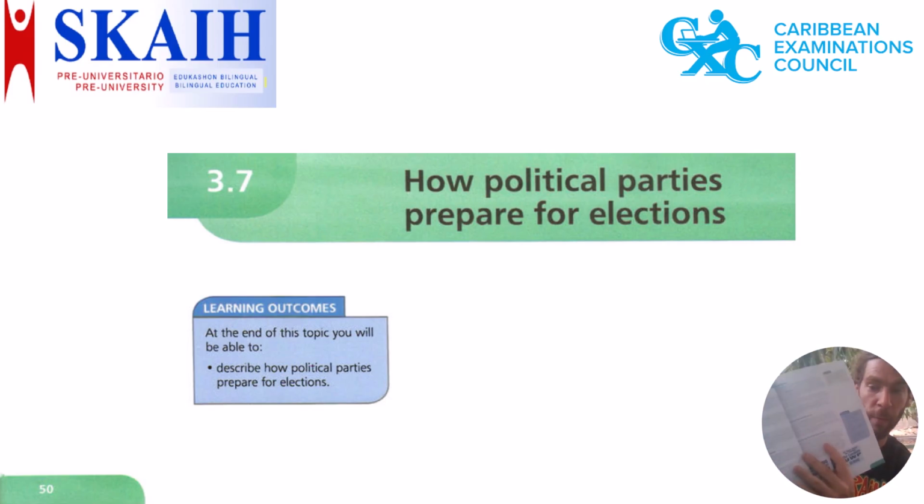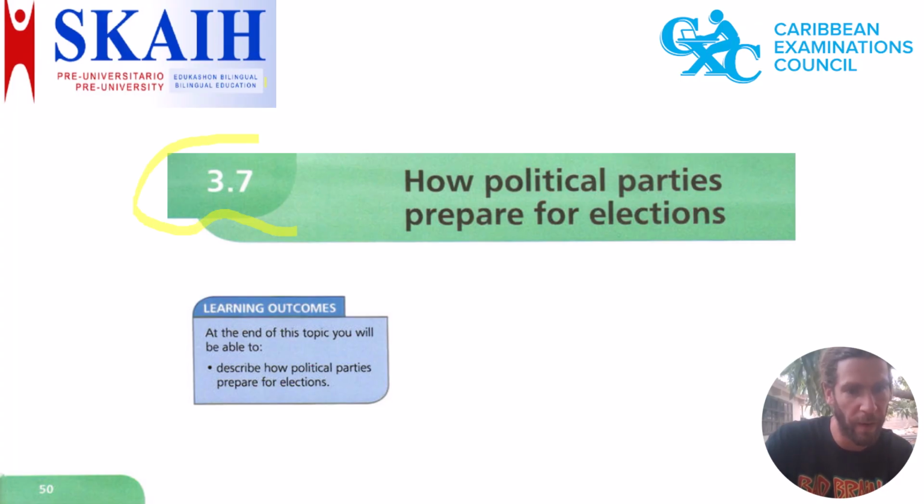And this chapter is called How Political Parties Prepare for Elections, like you can see here when I zoom in. This page looks roughly like this. That is chapter 3 actually, and part 7 to be exact. How political parties prepare for elections.